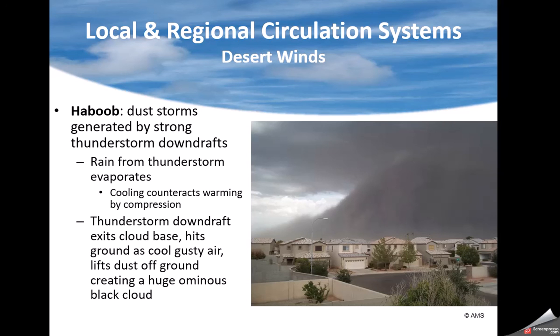Haboobs are just dust storms. If you're in Arizona or New Mexico, in that part of the United States, sometimes you get thunderstorms that are generated, and these tend to have gusts that come down to the ground. However, most of the precipitation may have evaporated in the cloud. So you wind up with this gust of air coming down, pushes out the sand, causes a haboob or dust storm.